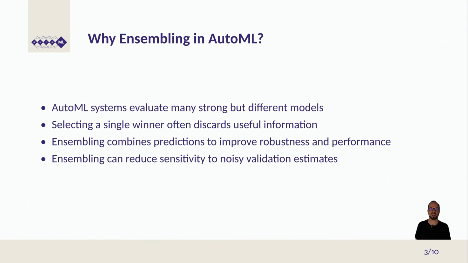Why is ensembling interesting for automated machine learning? An AutoML system, or also a hyperparameter optimization method, evaluates many strong models, but different models. And selecting a single winner often discards useful information. Ensembling thus combines the predictions to improve robustness and performance, and it can directly work on the output of the AutoML system or hyperparameter optimization method. And ensembling can also reduce the sensitivity to noise and noisy validation estimates.